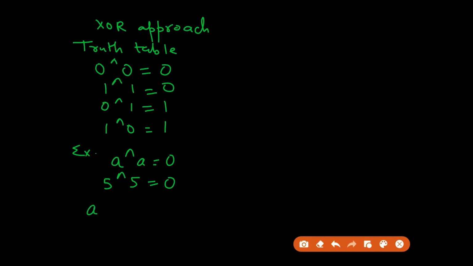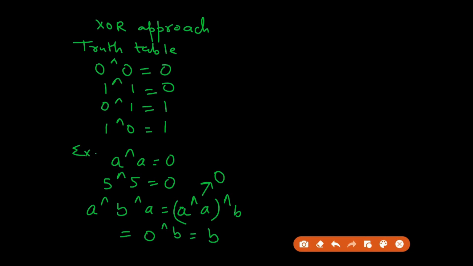If we have another example, A XOR B XOR A, then we can write it A XOR A XOR B. So A XOR A is 0, and 0 XOR B is B. So we will use this property while solving this problem.